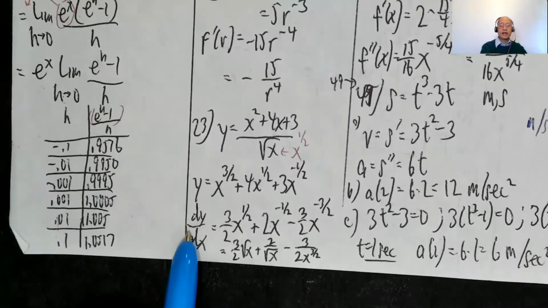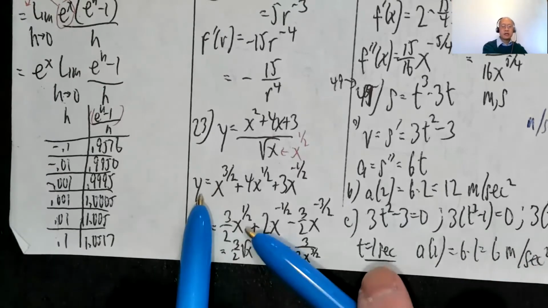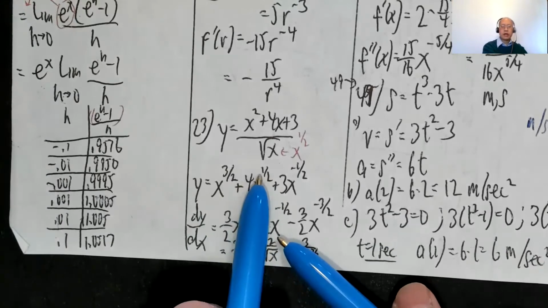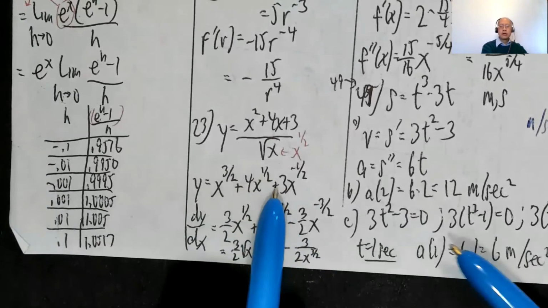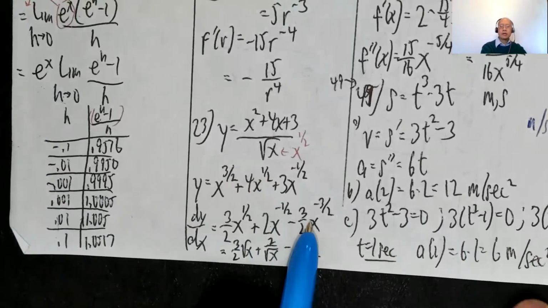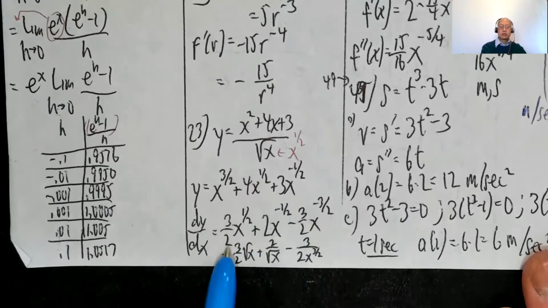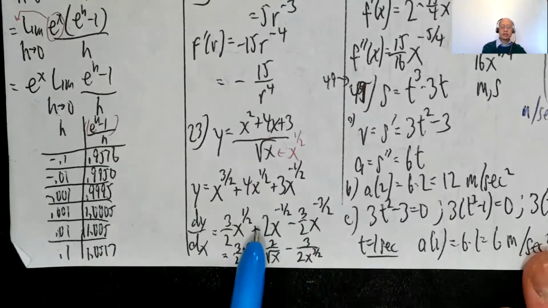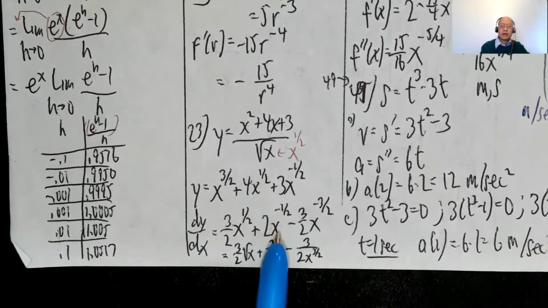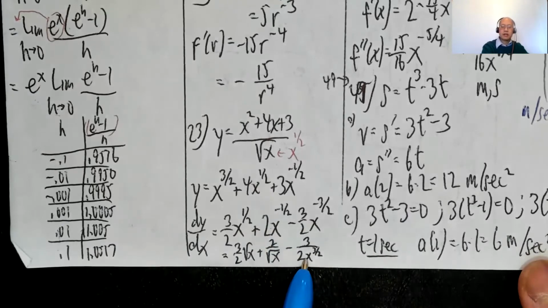All right, so dy dx, 3/2 x to the 1/2. Half times 4 is 2. x to the 1/2 minus 1 is negative half. 3 times negative half is negative 3/2, x to the negative 3/2. Okay, and we should not have any negative exponents. So 3/2 x to the 1/2 means radical x, plus 2 over radical x, it's in the denominator because of the negative, and minus 3 over 2x to the 3/2.